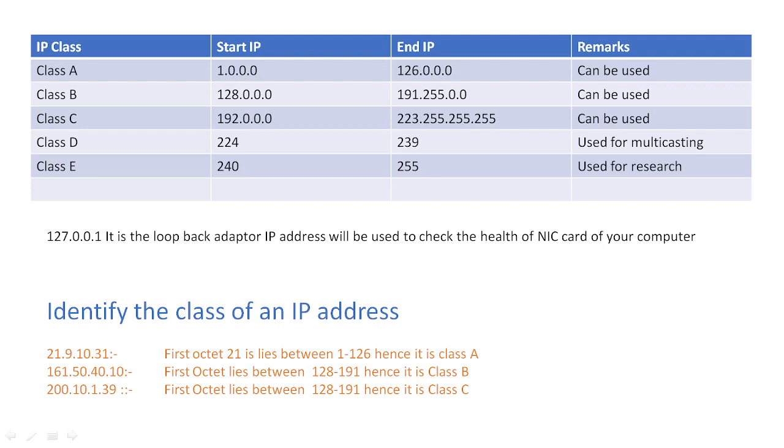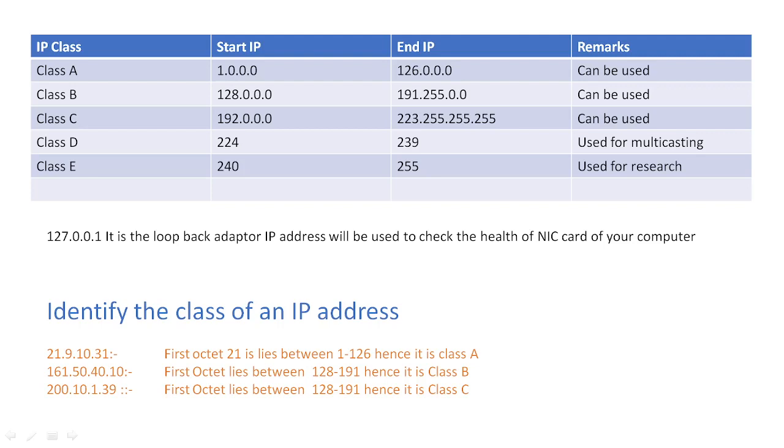Very good. And what is the loopback address then? It's 127.0.0.1. It is used to check the NIC card of your computer. Yeah, network interface card. The health of the network interface card. NIC means network interface card. So that is the device you will use to connect to the internet.